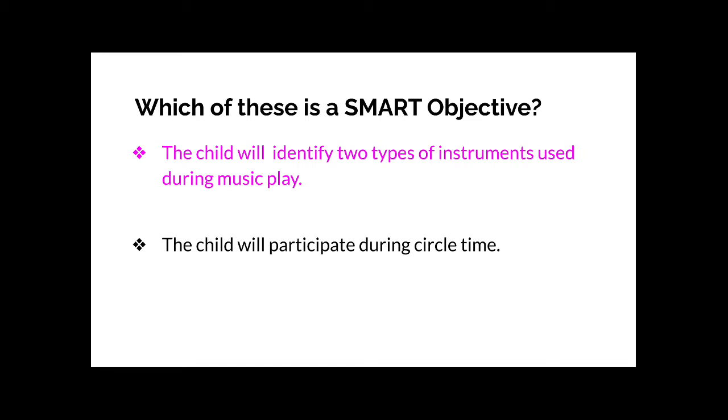It is measurable. You can tell by looking if he's identifying 2 types of instruments and also listening to his identification. And it's achievable. It's definitely relevant to the music and movement curriculum. And it is timely, that during music play, that's when you want the child to achieve this objective.